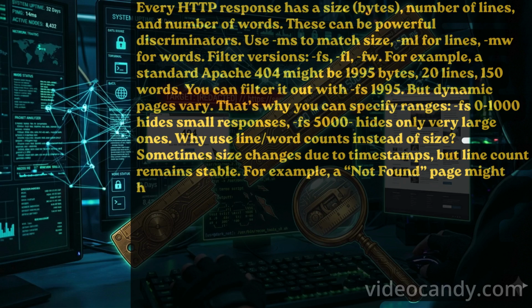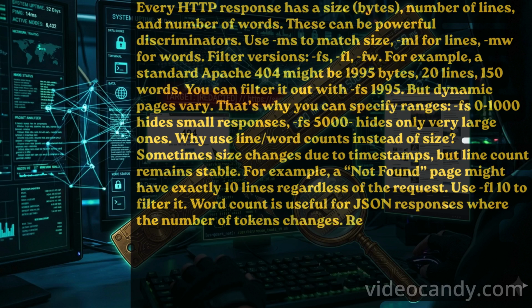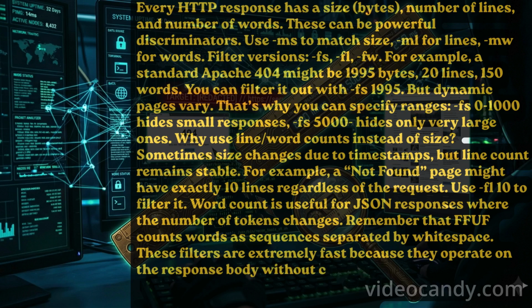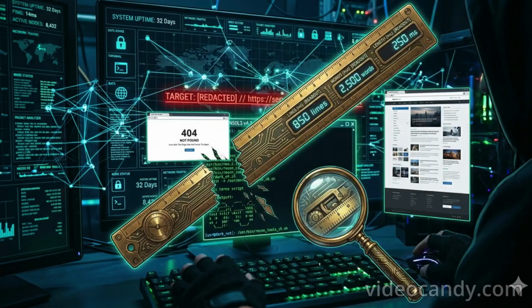Why use line or word counts instead of size? Sometimes size changes due to timestamps, but line count remains stable. For example, a not found page might have exactly 10 lines regardless of the request. Use -fl 10 to filter it. Word count is useful for JSON responses where the number of tokens changes. Remember that FFUF counts words as sequences separated by whitespace. Combine with status code filters for best results. Always calibrate using a known invalid request first.